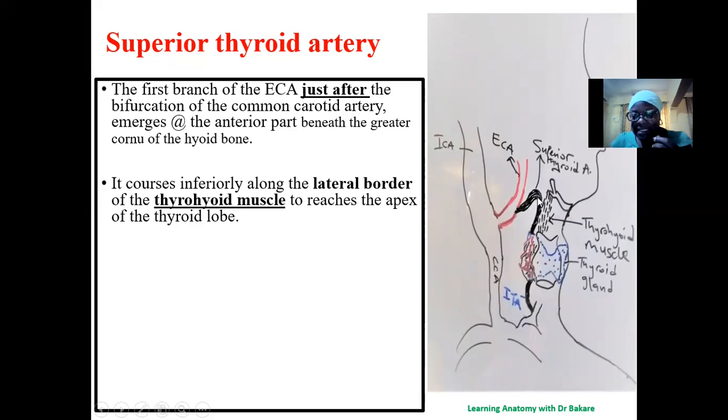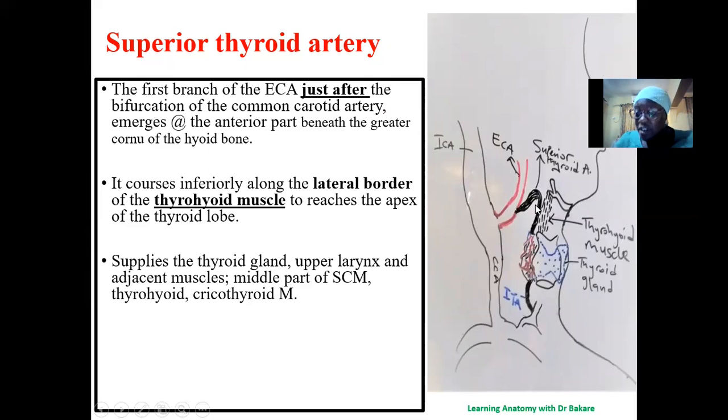As it emerges, it runs along the lateral border of the thyrohyoid muscle. The thyrohyoid muscle is a muscle that connects the hyoid bone with the thyroid cartilage, and this is overlain by the thyroid gland. So you have the thyroid cartilage below, you have the thyroid gland on top, to now get inserted on the lobe of the thyroid gland. So you see it will be inserted on the upper region of the lobe of the thyroid gland.